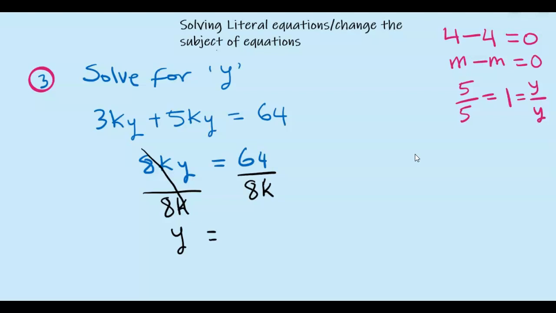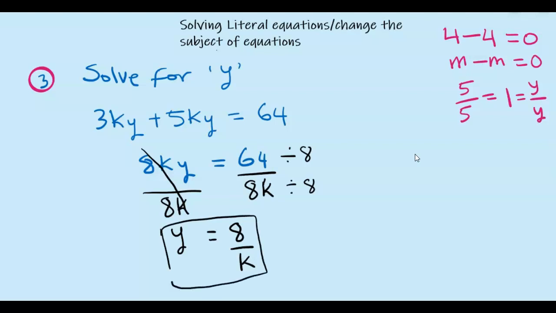We're trying to simplify. So what is happening is we're dividing here by 8, and we are repeating the same thing here. So 64 divided by 8 is 8, and 8k divided by 8 gives us 1k, which is k. So we are left with this as the answer.